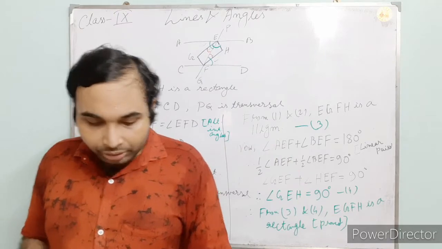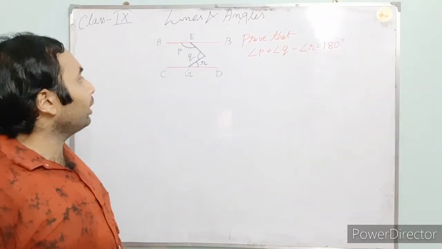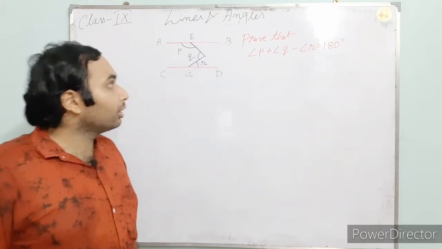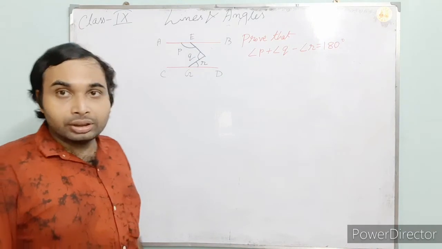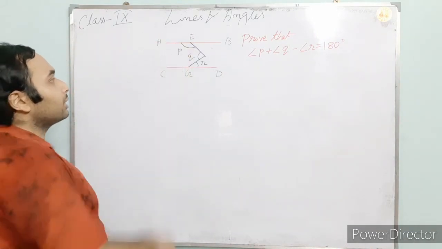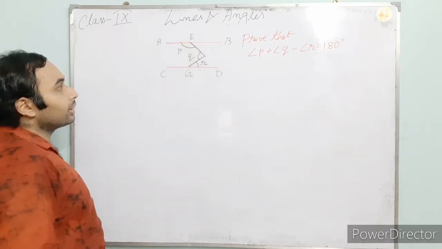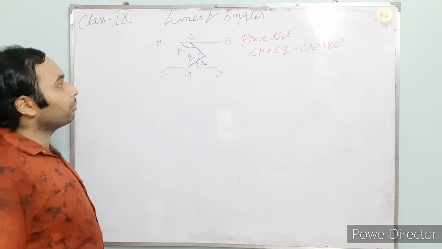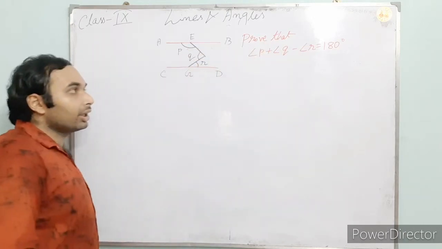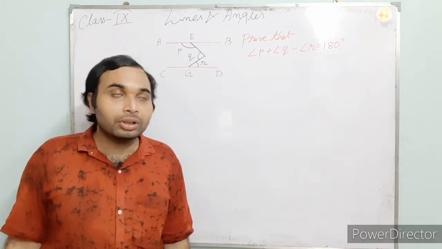Another proof I will do today. Students, another example. Actually this is the exercise problem from the Agarwal book. You can find it at exercise 7b, I think. Two parallel lines AB and CD are given over there, and this type of figure is there. From this figure you have to prove that angle P plus angle Q minus angle R equals 180 degree. How to prove this one?